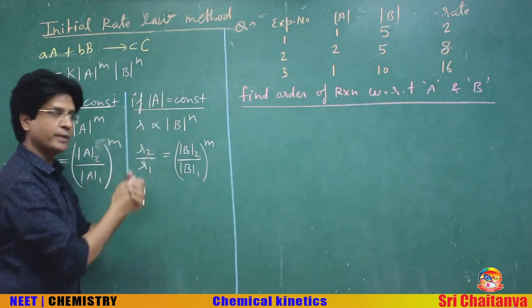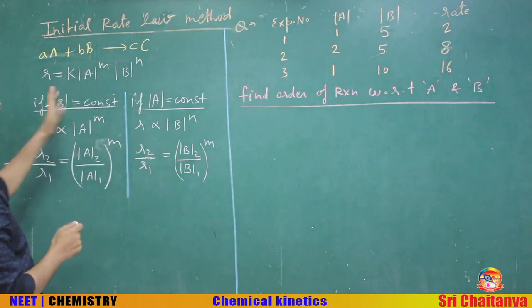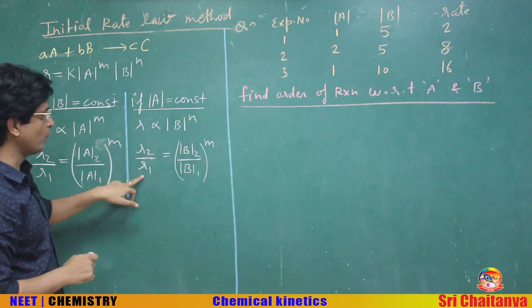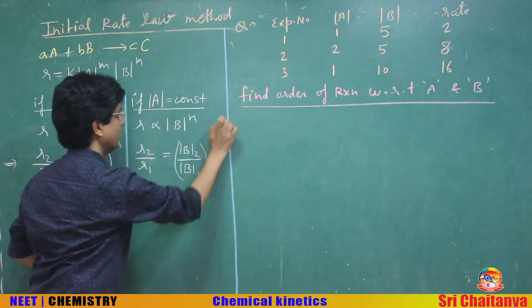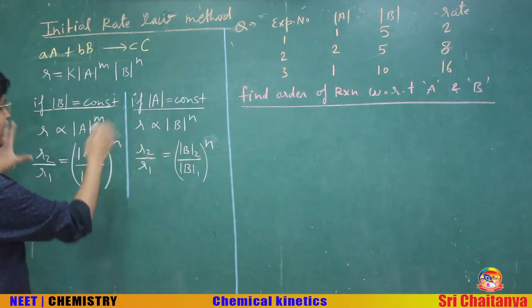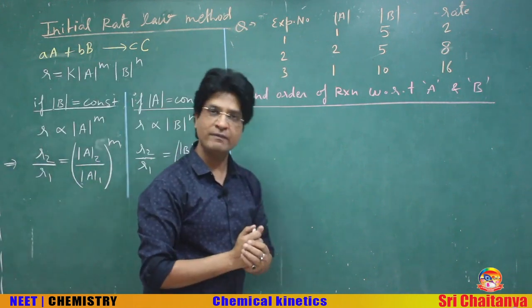Now in the second section, you keep the concentration of A constant. Now the rate will be proportional to the concentration of B only. So I can say that R2 by R1 will be equal to B2 by B1 to the power of N, since the order is N actually. Now how will you handle the questions based on this aspect? This is the category of question which they give in NEET.